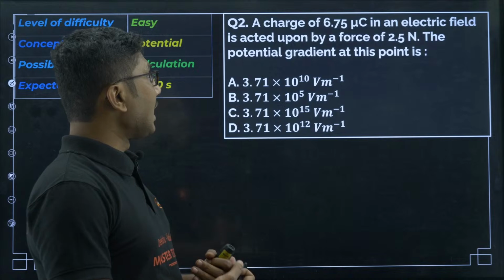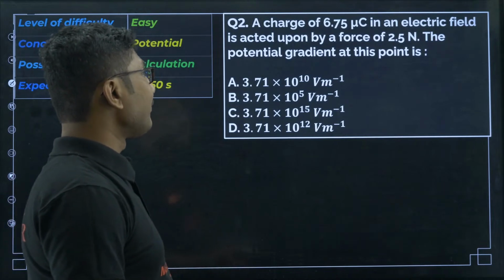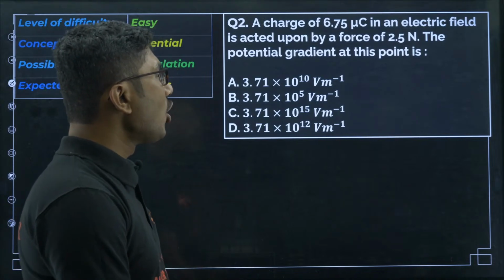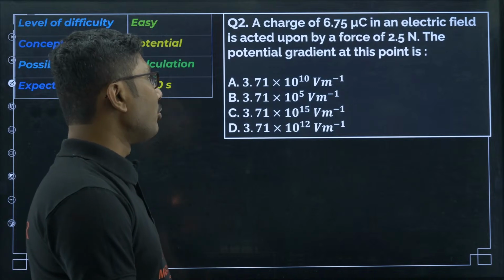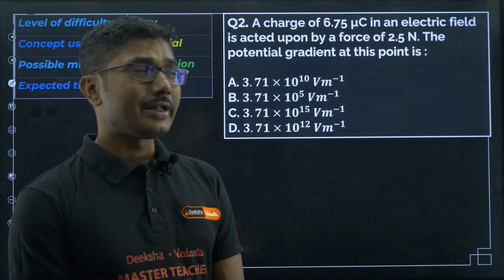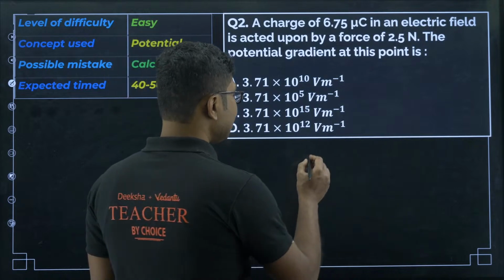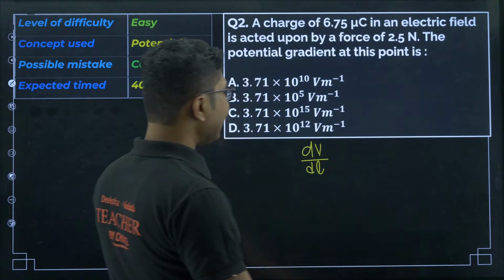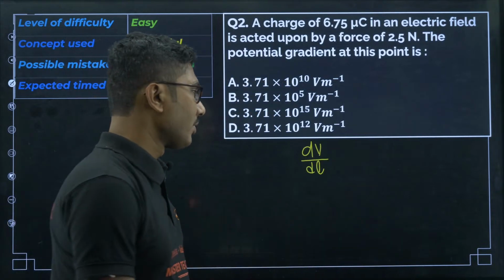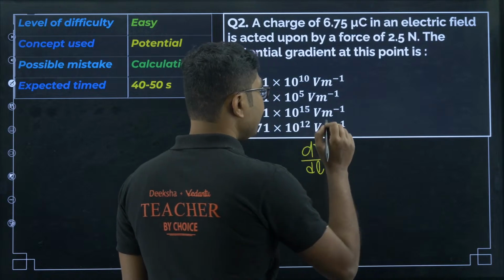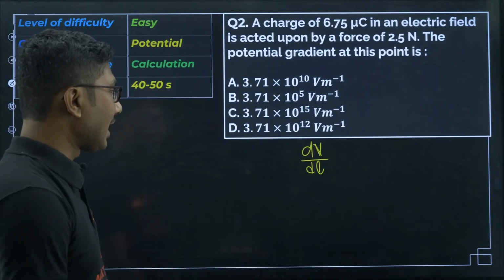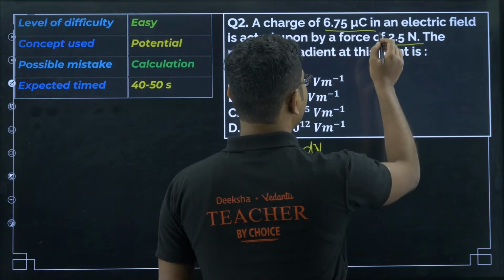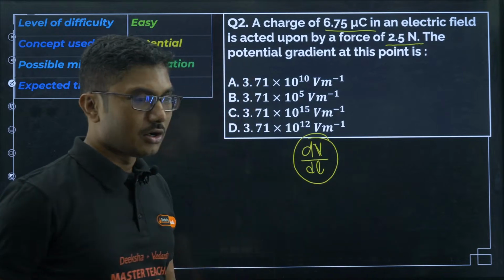A charge of 6.75 microcoulomb in an electric field is acted upon by a force of 2.5 Newton. The potential gradient at this point is? Potential gradient means they are trying to ask you what is dV by dl, or dV by dx. So you have to use some knowledge and then calculate it. Force is given, charge is given, and they ask you to find the potential gradient. How to solve it?